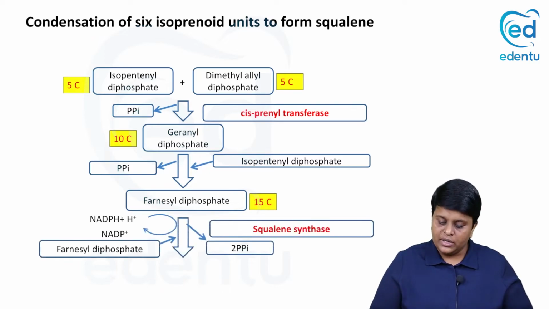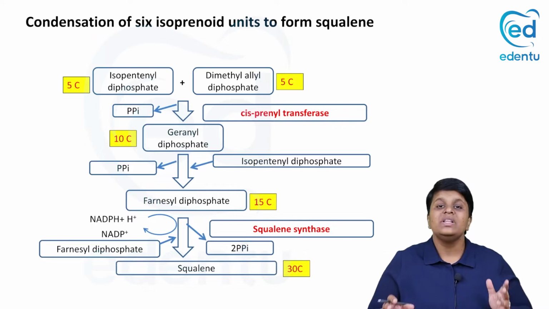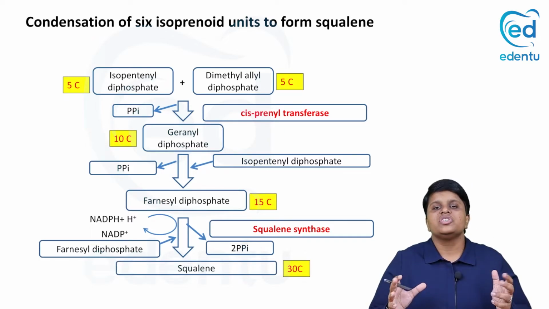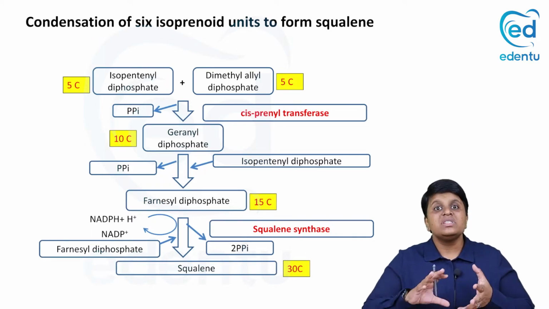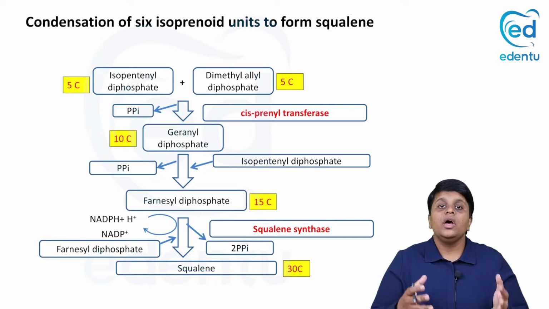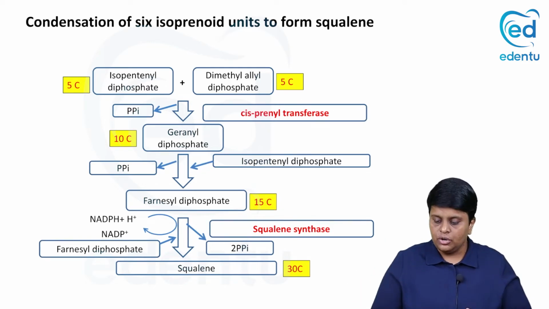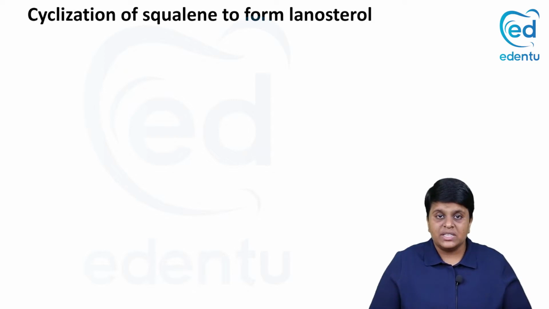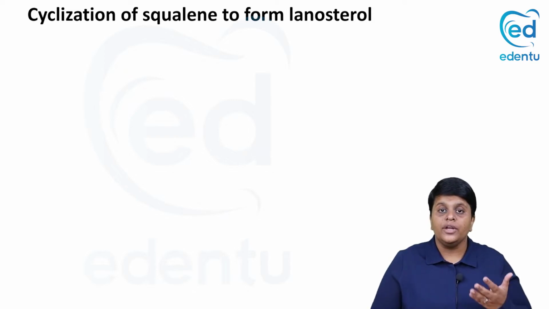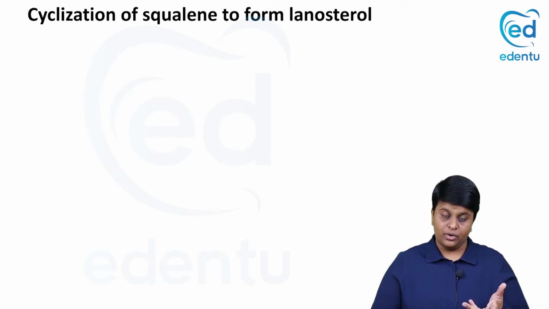So one more farnesyl diphosphate will be added and the enzyme squalene synthase will synthesize squalene, which is a 30 carbon compound. Now this does not have the steroid ring. Now you have to form the steroid ring. That is what happens in the next step. That is cyclization of squalene to form the first sterol, which is lanosterol.